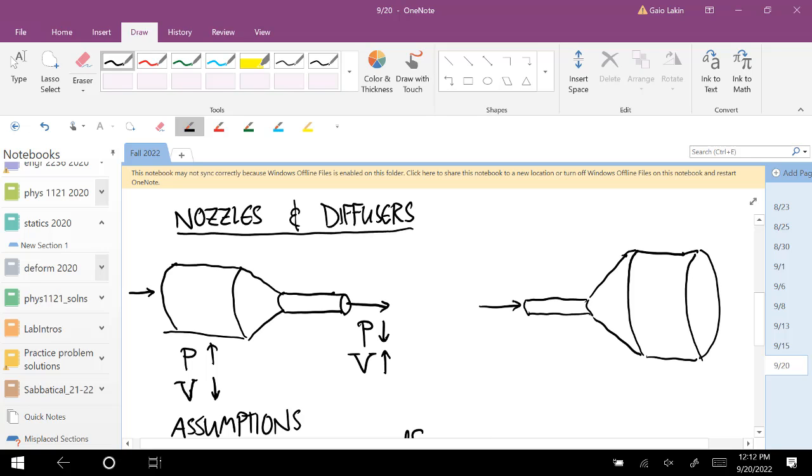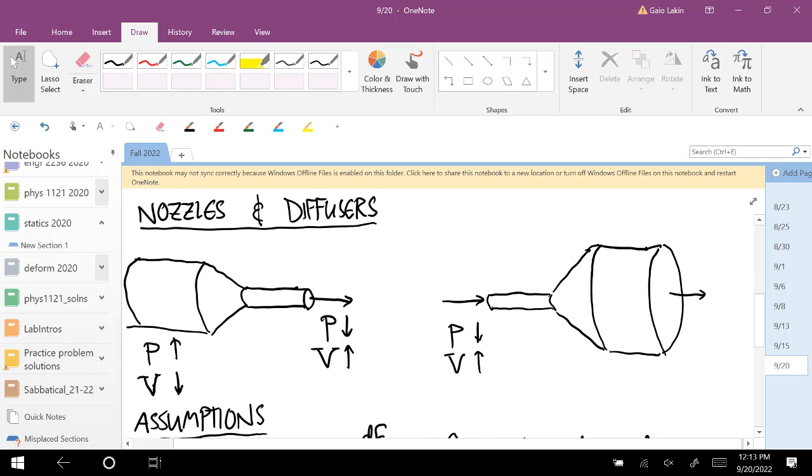So the flow is going this way. This time it's coming in faster and with a lower pressure. And it's leaving, whoops, I did those backwards. It's coming in slower with a higher pressure. And it's leaving with a lower pressure and a higher speed.